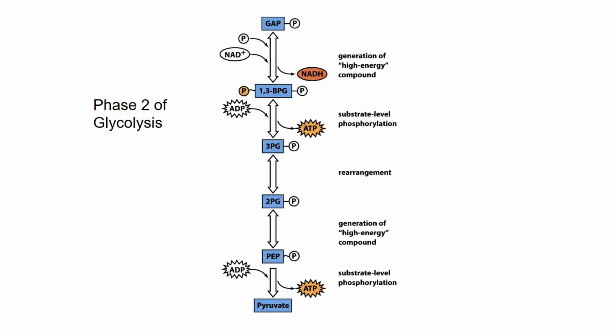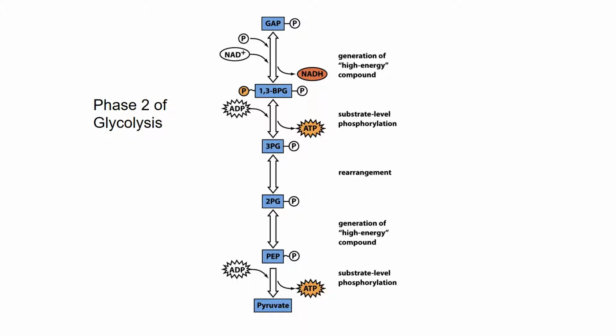So for each GAP that goes into phase 2, we're going to produce 2 ATPs, or a net of 4. When we subtract the 2 from phase 1, we have an overall gain of 2 ATP. This process, the phosphorylation of ADP, is called substrate level phosphorylation. In the next step, we have a rearrangement.